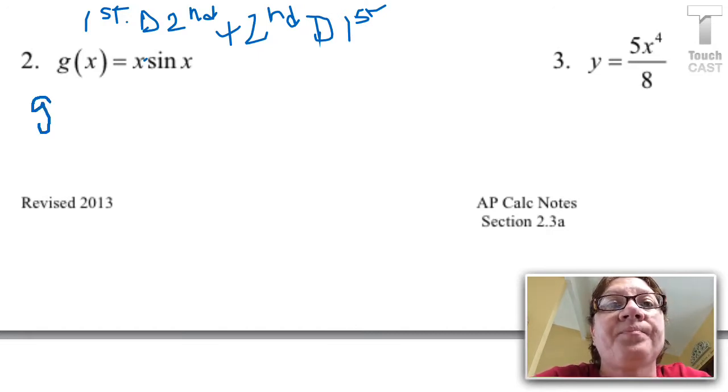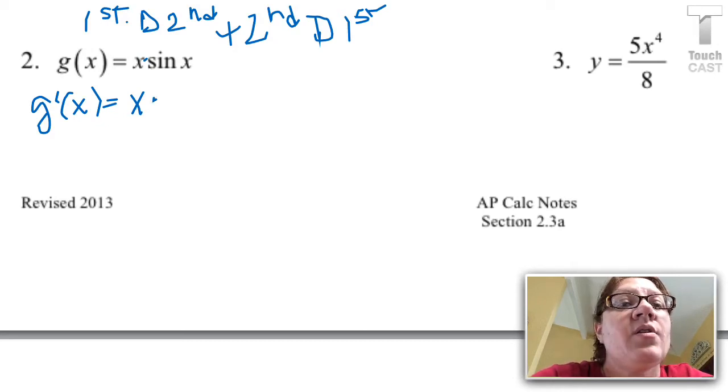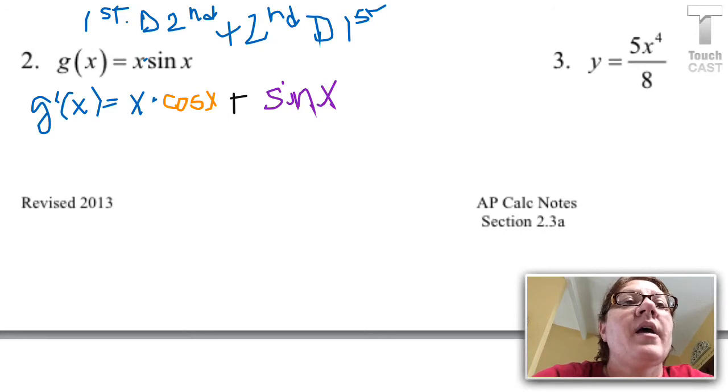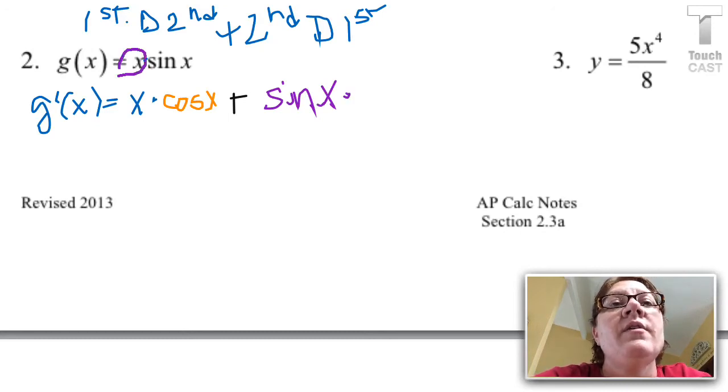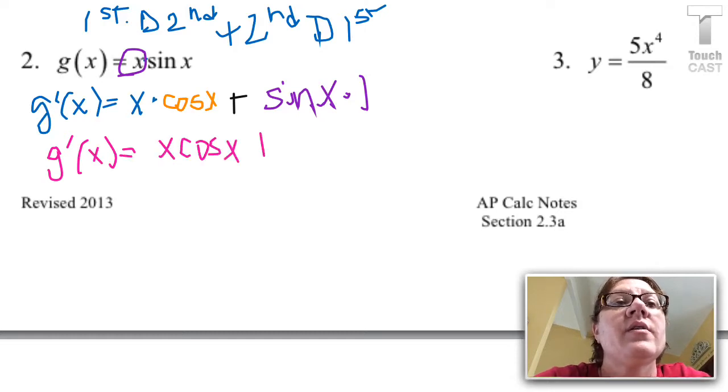Okay, so g prime. I've got to take the first, but the first piece is just x times derivative of the second, well, derivative of sine is cosine. Then I'm going to add the second, but the second is sine of x, times derivative of the first, but the derivative of this is just 1. So when I simplify, it will look like this: x cosine x plus sine x. Finished!